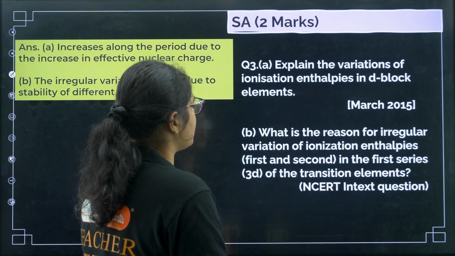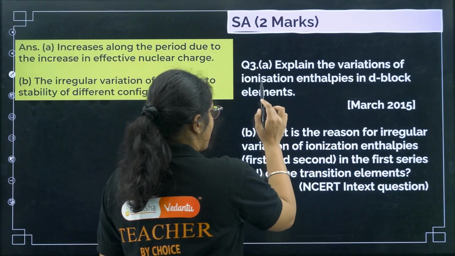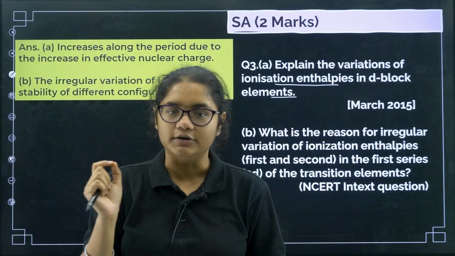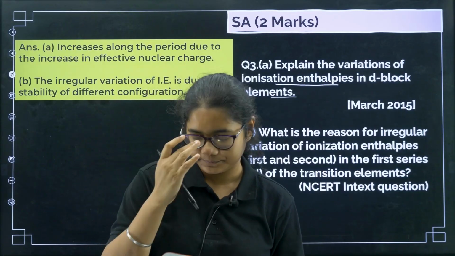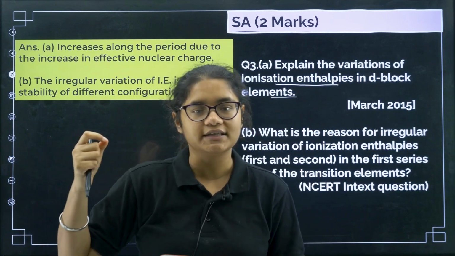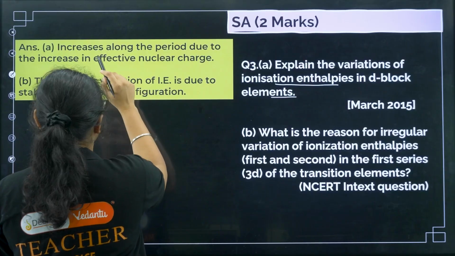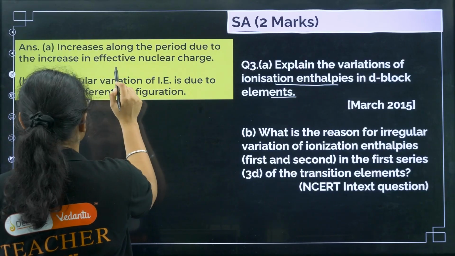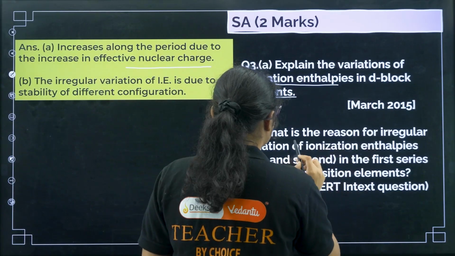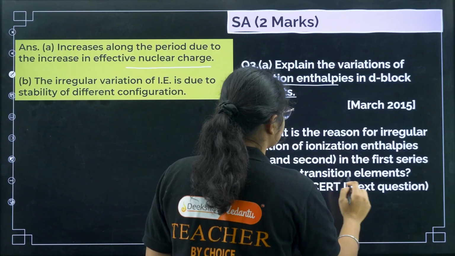Now let us go to the next question. Explain the variations of ionization enthalpy in the d block elements. Generally along the period ionization enthalpy increases due to the increase in the effective nuclear charge, or you can say decrease in the radius. The same thing happens here. It increases along the period due to the increase in effective nuclear charge. Next, what is the reason for irregular variation of ionization enthalpies in the first series of the transition elements?